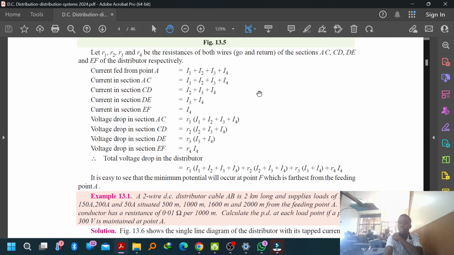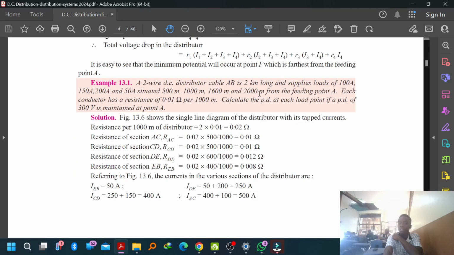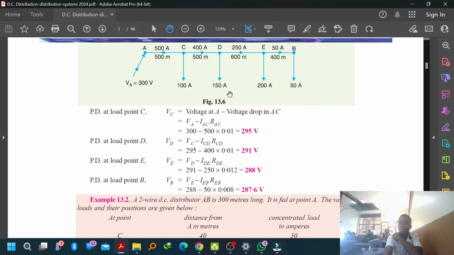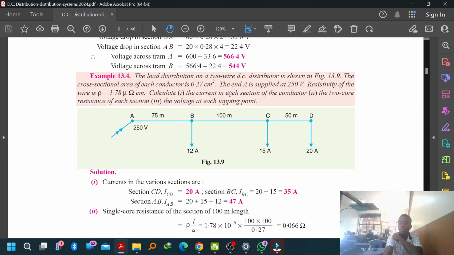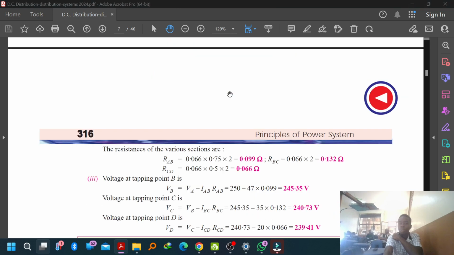So calculations are here simply. There are lots of examples, but let me rush down to the ones for distributors fed from both ends.